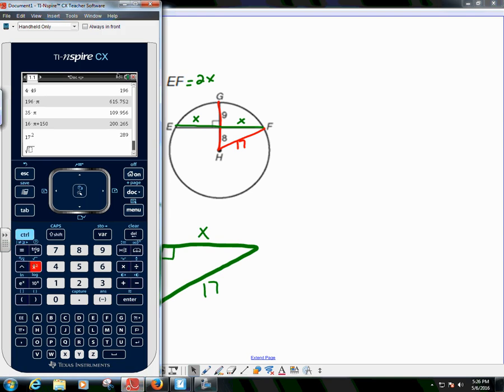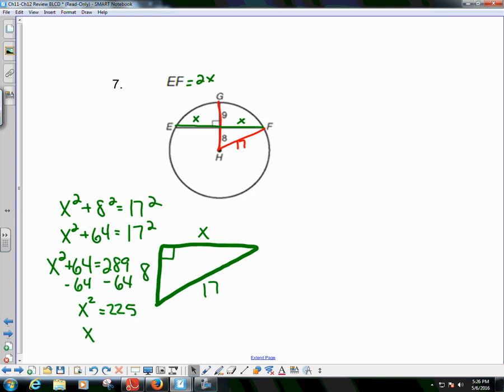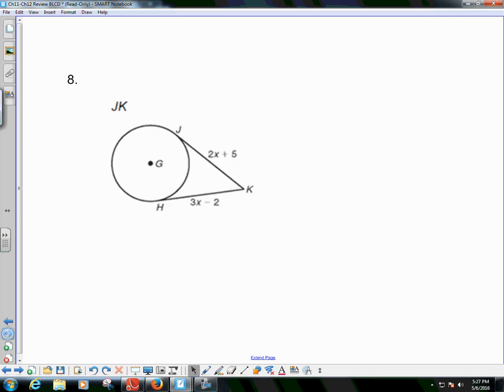So I'm going to come over here and say 225. Nope. I'm going to say the square root of 225, and that's 15. That's what I thought, but this was better safe than sorry. So x is 15. If x is 15 and EF is 2 times x, then we've got 2 times 15. So EF is 30. I don't have any units, so I don't have to write any in.